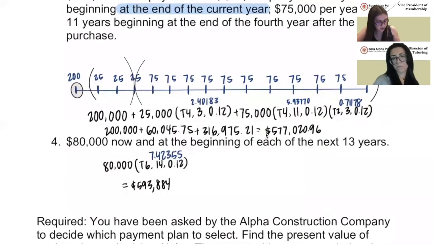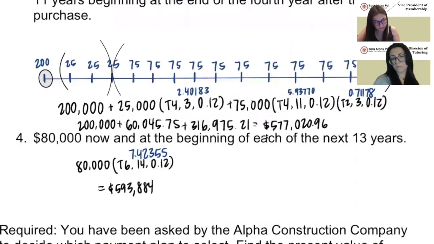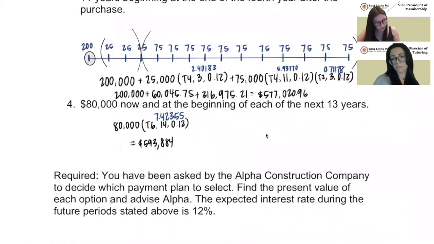So we have our 200,000 plus the present value of those first $25,000 payments, plus the $75,000 payments for the next 11 years, bringing it all the way back to here. So this plus this plus this is the amount that we get, 577,000.